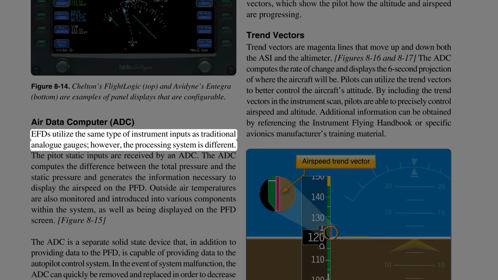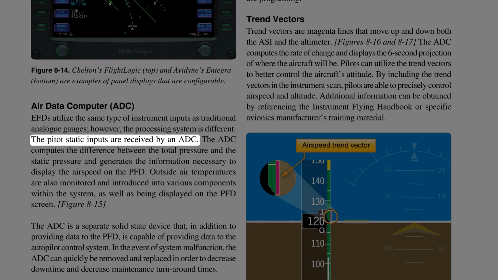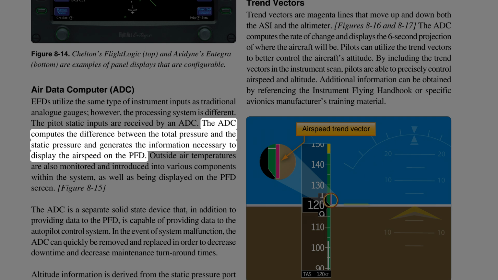EFDs utilize the same type of instrument inputs as traditional analog gauges, however, the processing system is different. The Pitot-Static inputs are received by an ADC. The ADC computes the difference between the total pressure and the static pressure and generates the information necessary to display the airspeed on the PFD.